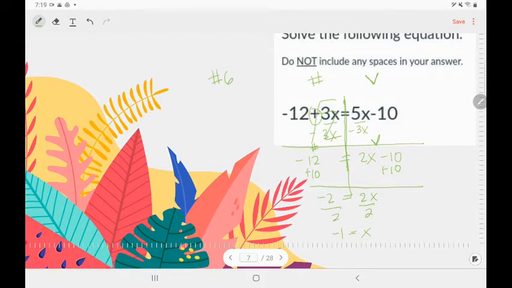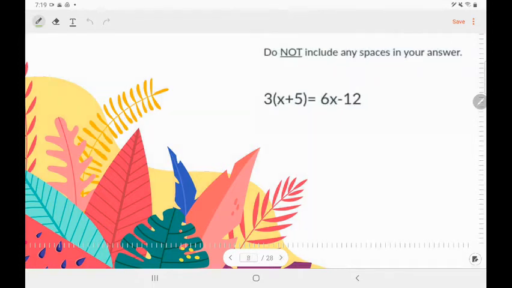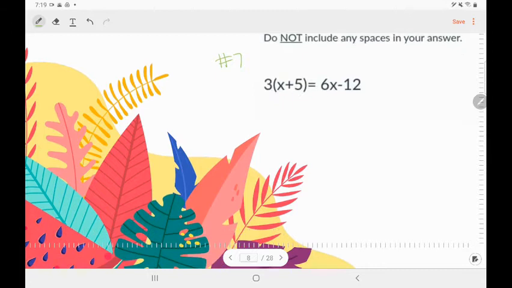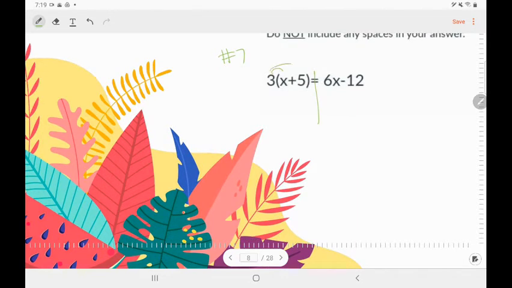And I'm done. Okay, let's look at the second one. So this is number 7 on your review. And notice that there's x's on both sides. Now, I cannot get rid of this x. I can't move it until it's outside of the parentheses. Okay, remember, parentheses come last. So if I can get rid of them, I can deal with it.